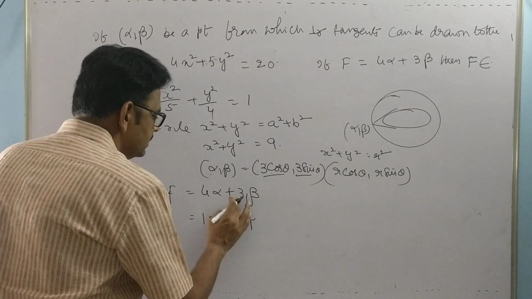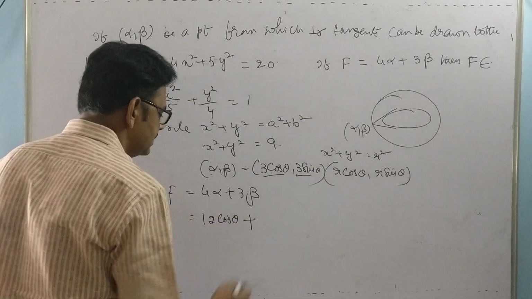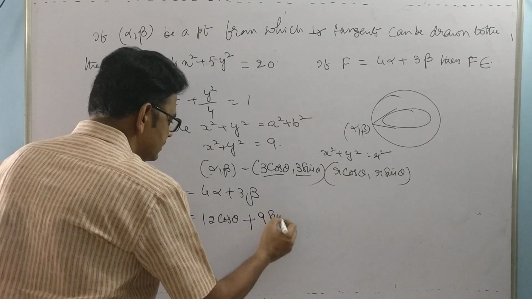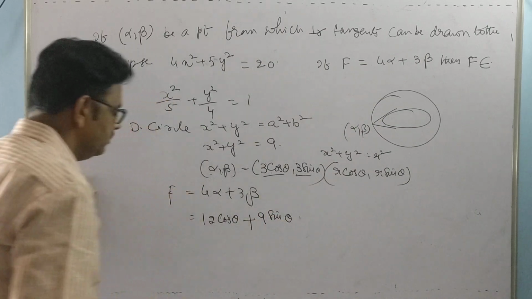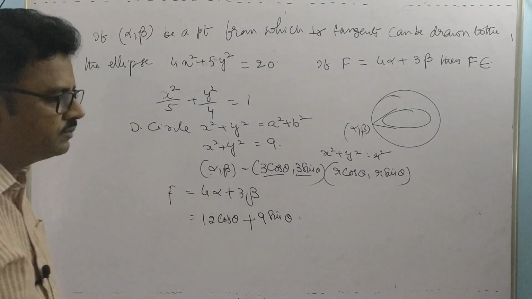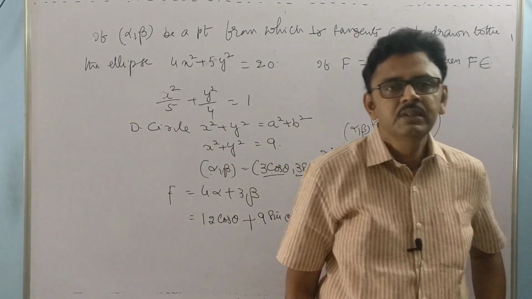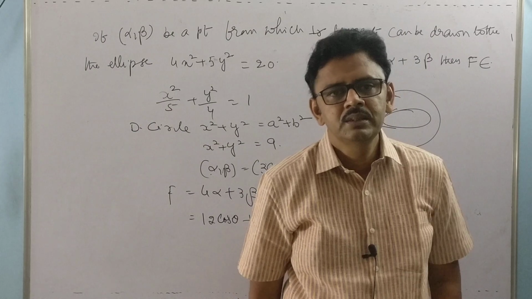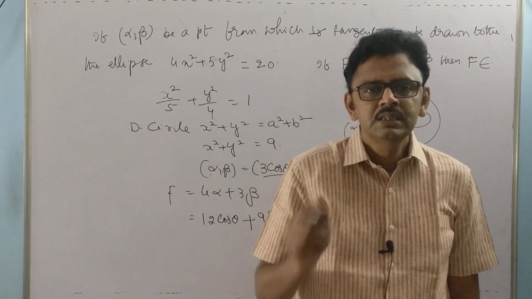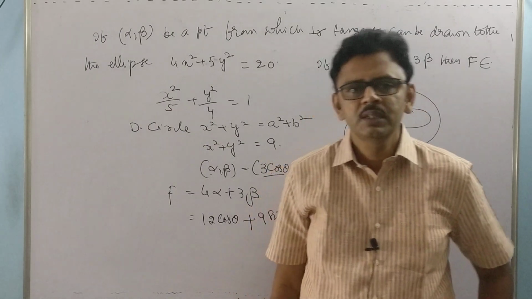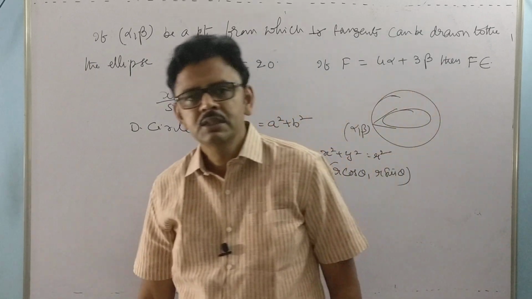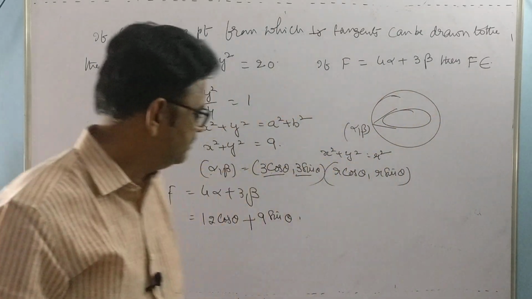3 into beta. Beta is 3 sin theta, that is 9 sin theta. Now you have to find the range of this one. So in first year maxima and minima, the range of a cos theta plus b sin theta plus c is c minus root of a square plus b square, comma, c plus root of a square plus b square.